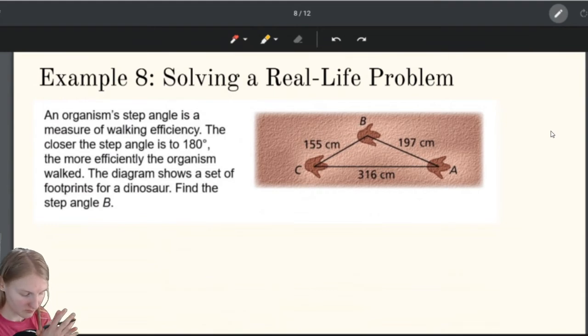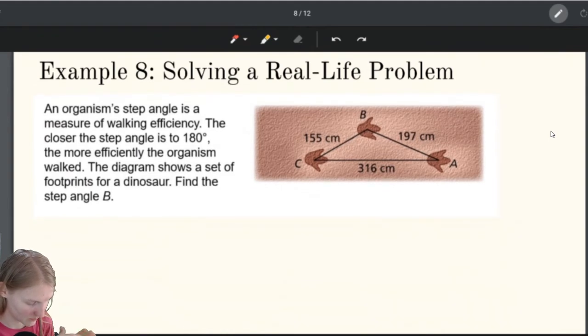But we are going to move on to example 8, solving a real-life problem. An organism's step angle is a measure of walking efficiency. The closer the step angle is to 180 degrees, the more efficiently the organism walked. The diagram shows a set of footprints for a dinosaur. Find the step angle B.